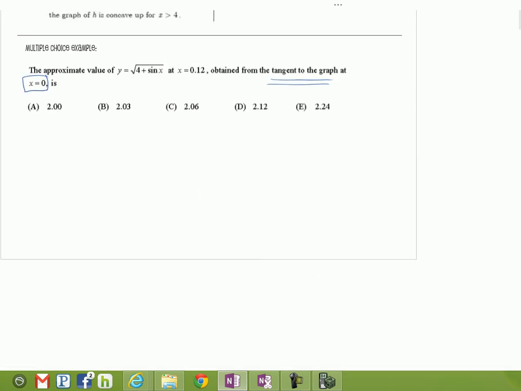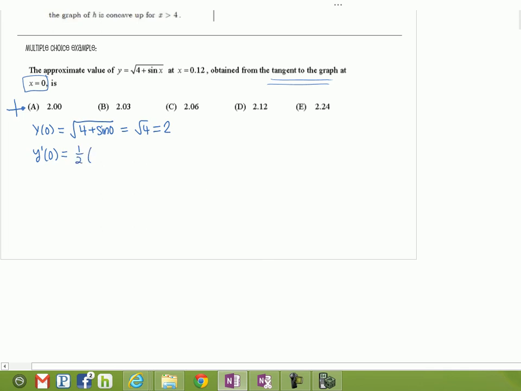So, y of 0 is equal to the square root of 4 plus the sine of 0. So, the sine of 0 is 0, so the root of 4 is 2. And then y prime of 0, first I've got to find the derivative. That's a chain rule with a power of 1/2, times the derivative of the inside, which is cosine of x. I'm going to find this at 0.